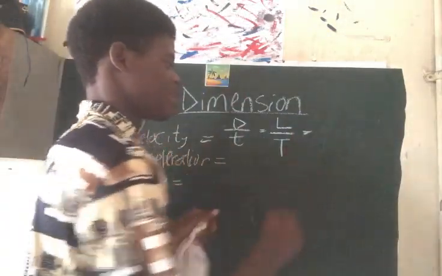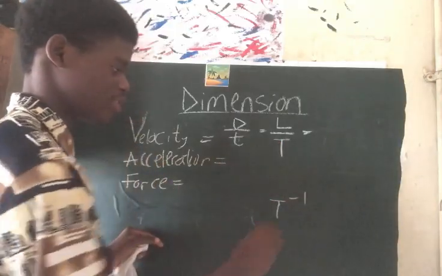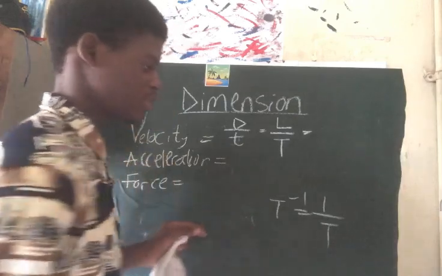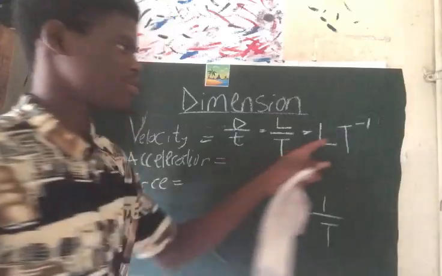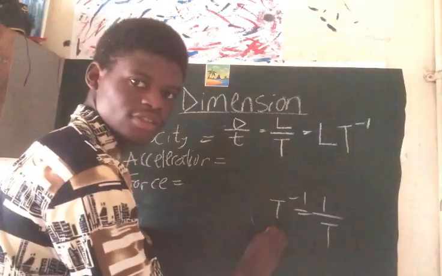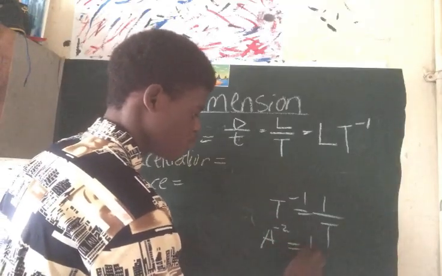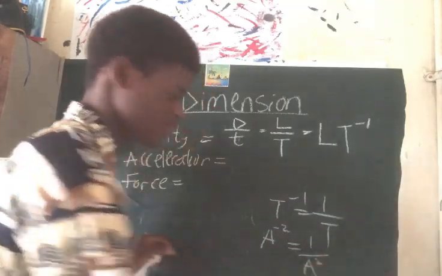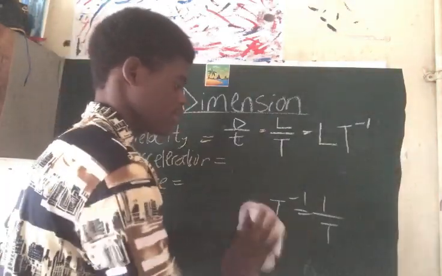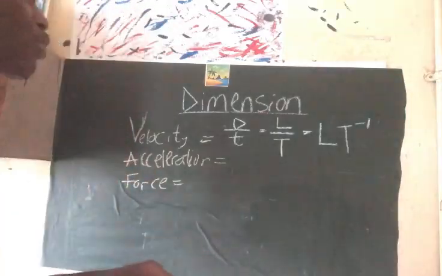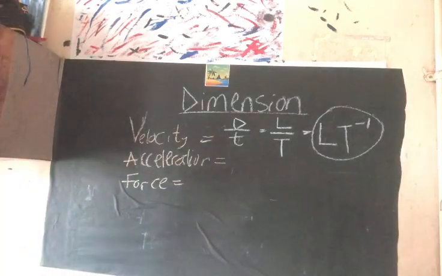And we know if T is on the bottom, this is still 1 over T, writing things in the indices form. So this will be L T raised to the power minus 1. Understand? So if you have, let's say, a raised to the power minus 2, that will be 1 over a square. It's just indices. That's why using mathematics is useful in mechanics. So this is the dimension for velocity. You need to know this one offhand. Understand? So you won't stress yourself.